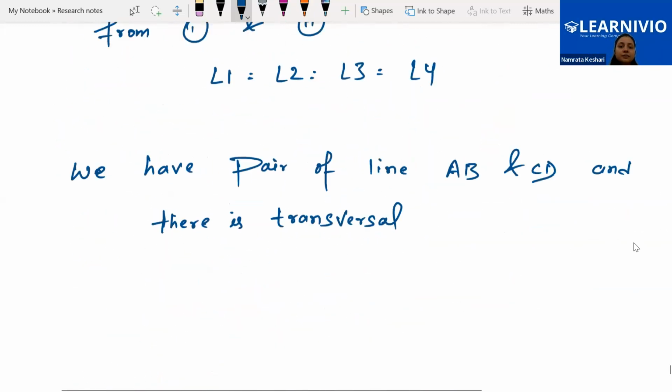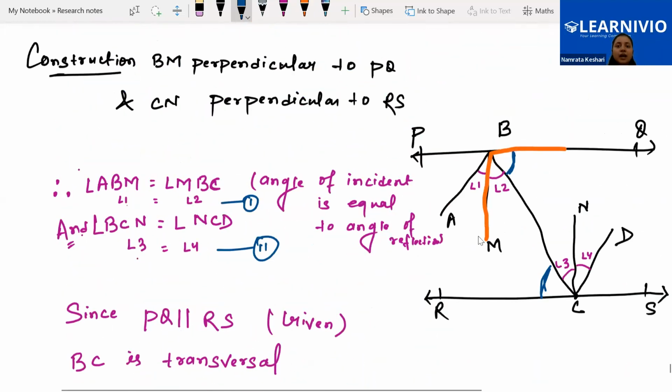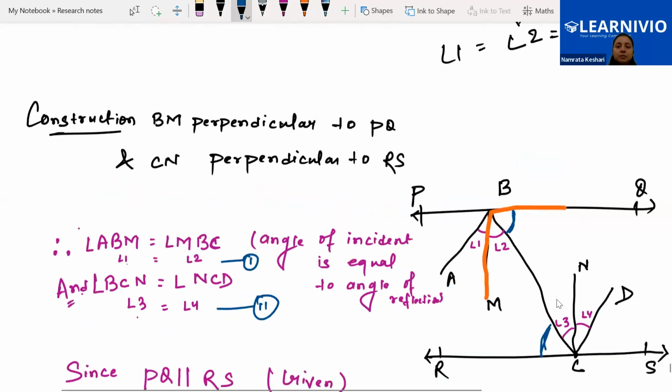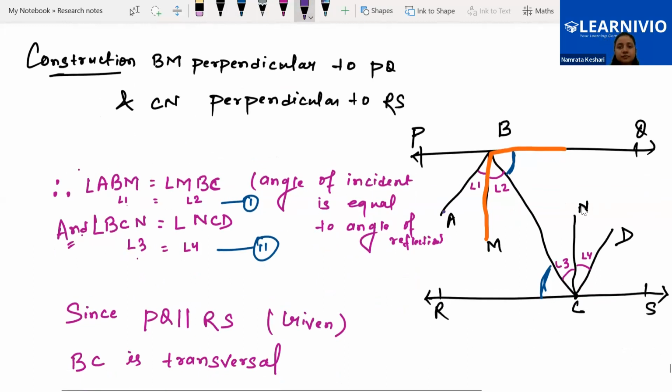Transversal is BC. We are having a pair of lines AB, CD, transversal is BC. Now, what we will do? If we focus on lines AB and CD and transversal BC, then we can see clearly. Let me mark it properly. AB, CD, transversal.